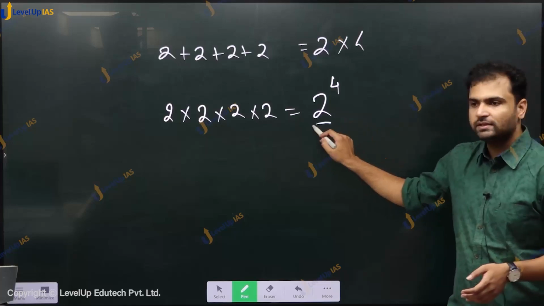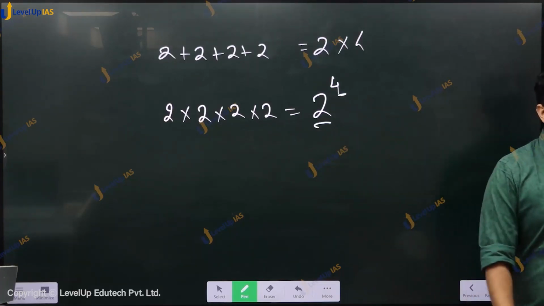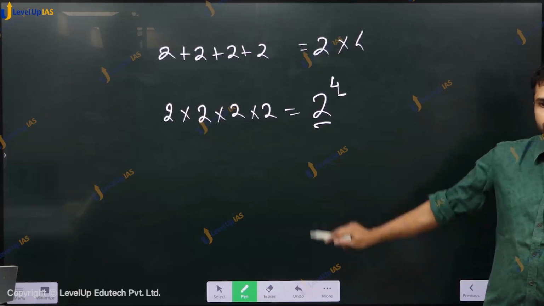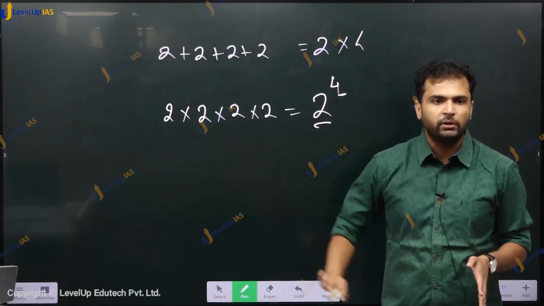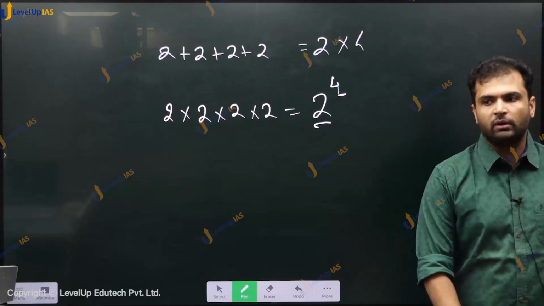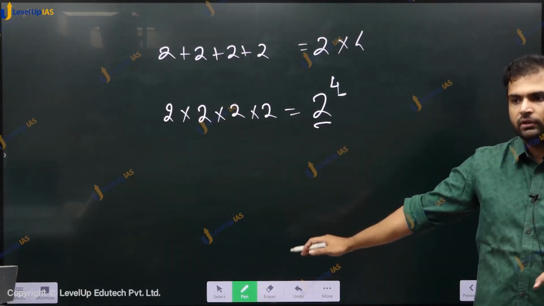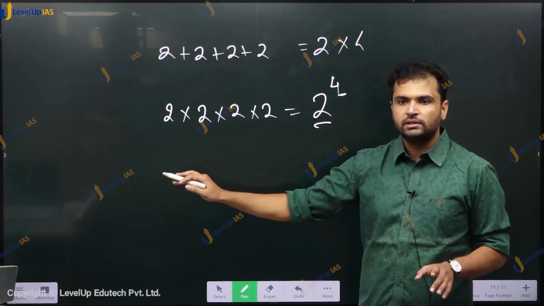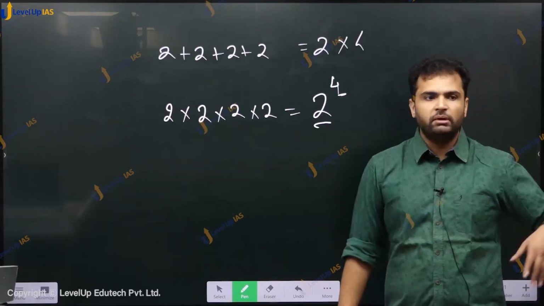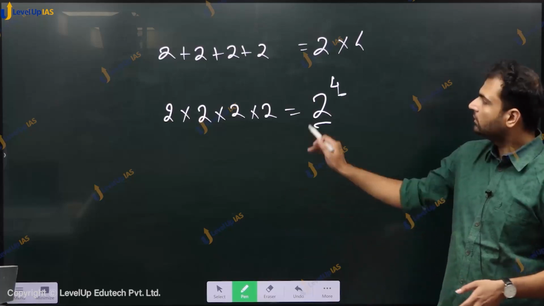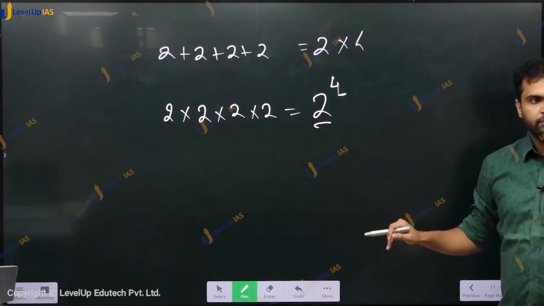This is called base, 2 is called base, and 4 is called exponent or power. So fundamentally, this is nothing but repeated multiplication, at least when we are talking about positive integers, where we can define what we mean by 2 multiplied by 4 times, then this is the meaning. Fine.